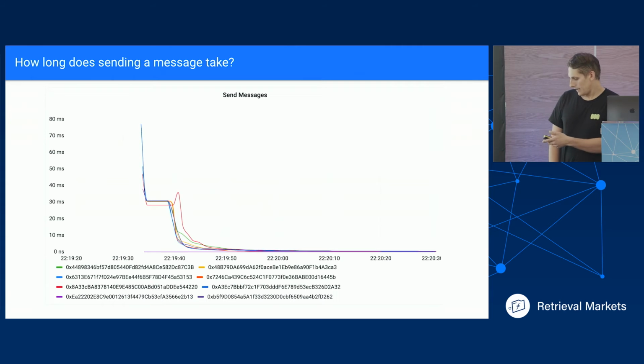So you can see here, this is the duration to send a message, the average duration. It spikes at the beginning. There's a bit of a plateau where there's a pause in the test, and then it spikes up again. So these numbers aren't awful, but they're certainly significant.